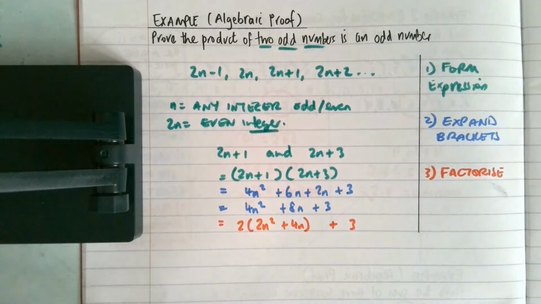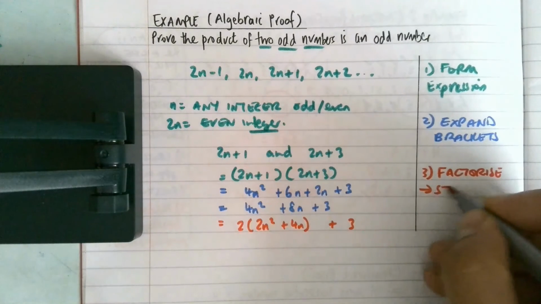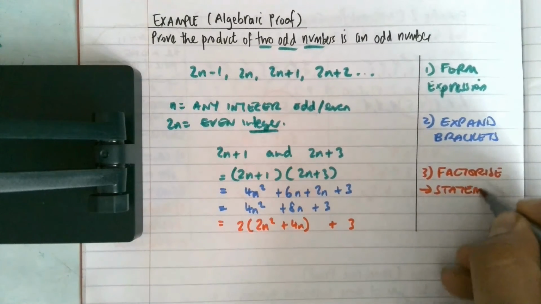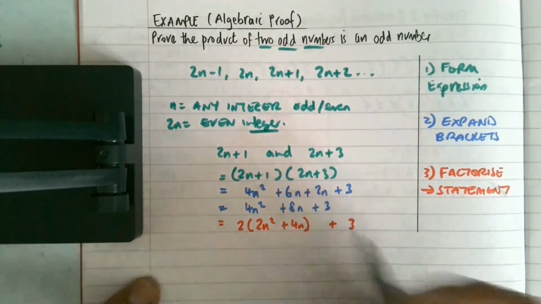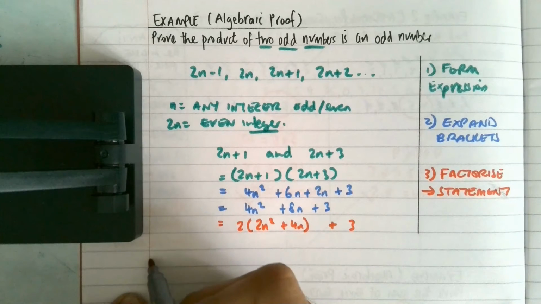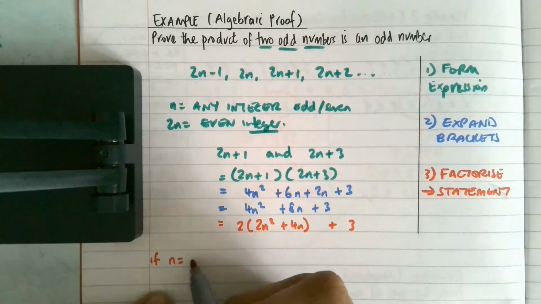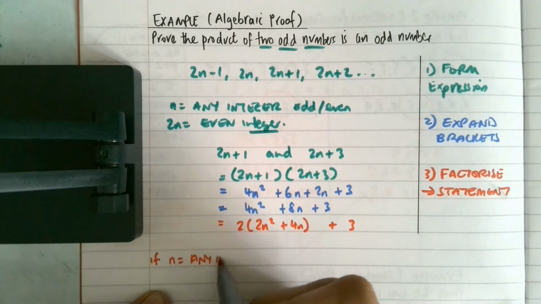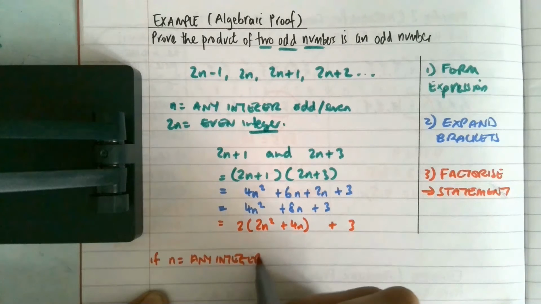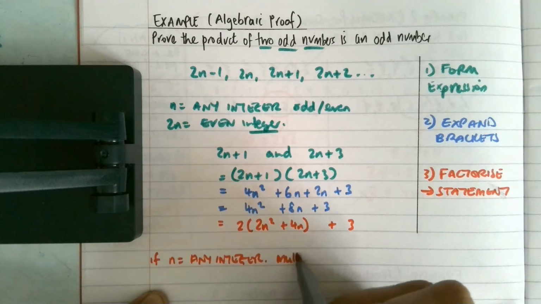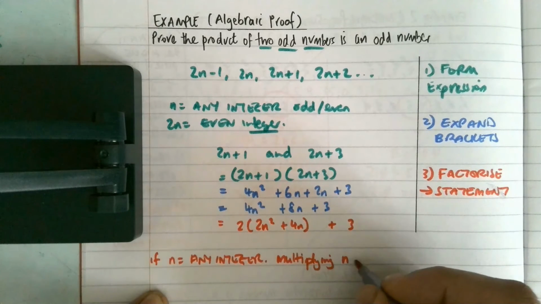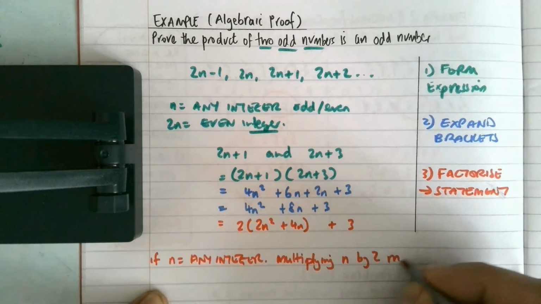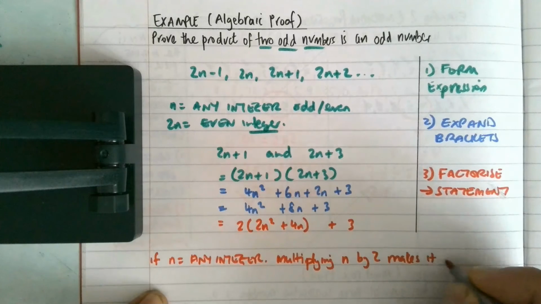Right, now we're going to write our statement. And again, it's going to start in the same way. We're going to say that n is any integer. So if n is any integer, then 2n squared plus 4n will be any integer. If I multiply any integer by 2, that will make that integer even. And if I add 3 to any even number, it will make the result odd.